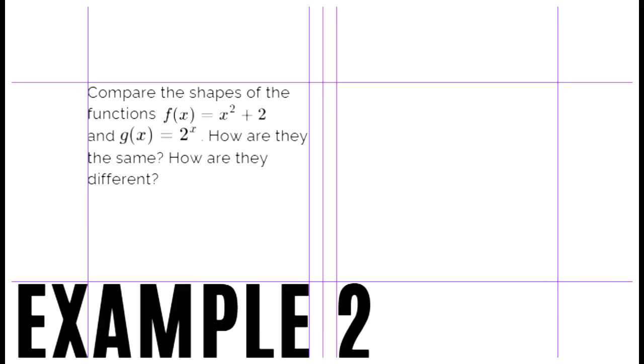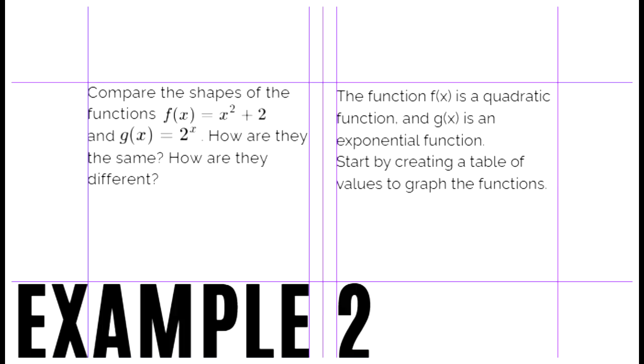Example 2, compare the shapes of the functions f of x is equal to x squared plus 2 and g of x is equal to 2 raised to the power of x. How are they the same and how are they different? We'll go through this together. The function f of x is a quadratic function because it has an x squared. And g of x is an exponential function because it's raised to the power of x.